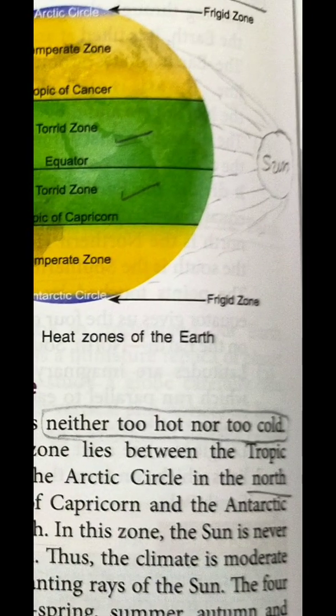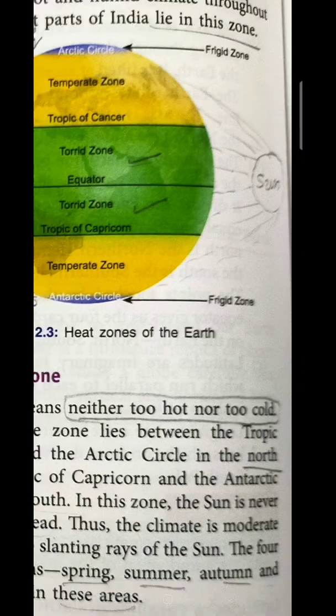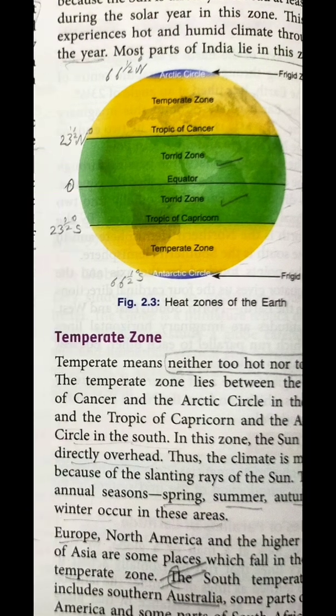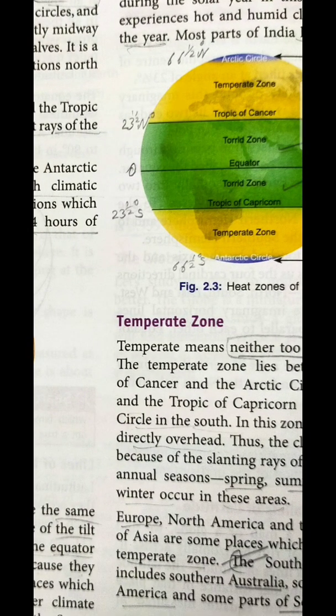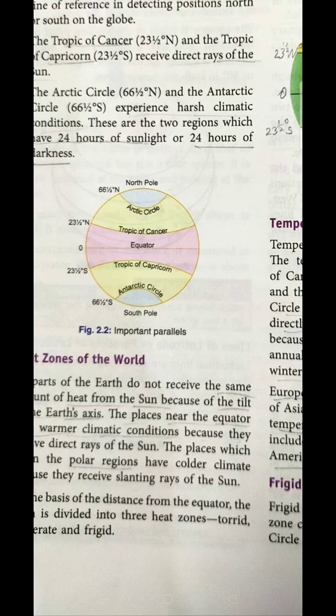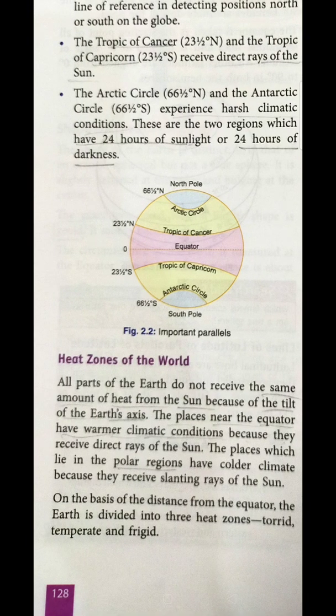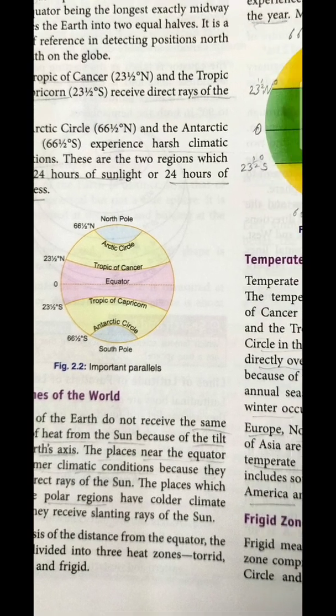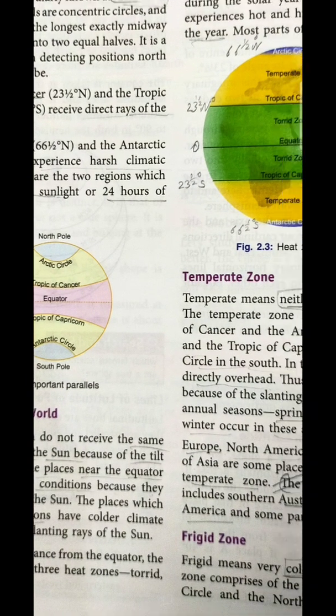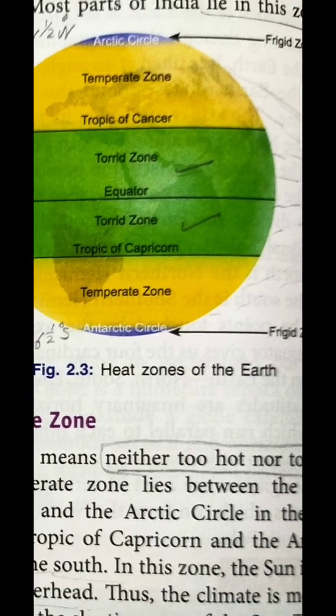When you look at this diagram, you can understand this is the sun. The rays of the sun do not go equally to all the horizons, so they are separated. The heat zones are formed because the earth is tilted. The heat zones formed here are the torrid, temperate and frigid. So we divided the earth into three types.